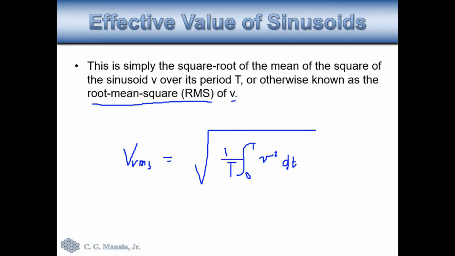So we square the sinusoid, then get the integral from 0 to t, and then average that value over the period, and lastly take the square root of that. So that is what we mean by root mean square. So this is the root, the mean, and the square. So RMS.